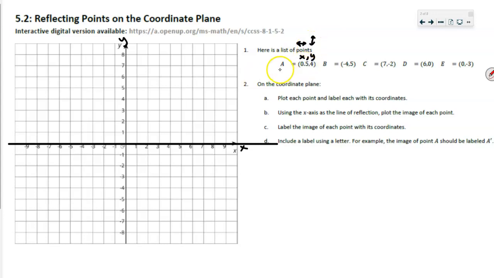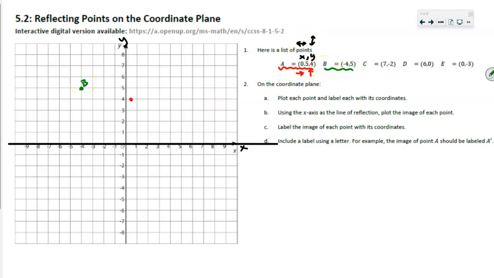So for this first one, I'll graph it in red. A is 0.5, 4, so that's over 0.5 and up 4. I'm not even going over a full grid line. I'm going over to the right, half a grid line, and then up 4. I'm going to the right and I'm going up because they're both positive. B, -4, 5. Since this is a -4, I'm going to be going over to the left into the negatives. And then I'm still going up 5 in the positive direction. That's going to be point B.